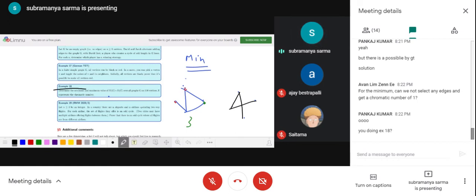So you'll notice that by selecting a graph with a very small chromatic number, you're basically reducing the number of edges, which means that in the complement, the number of edges will be very high, which will increase the chromatic number there. And we're looking for the minimum of the sum of the chromatic numbers, so we need to be careful about this balancing act.